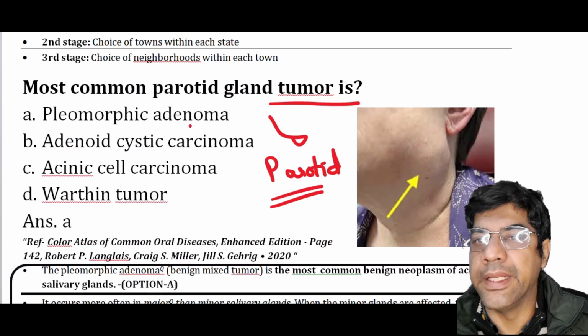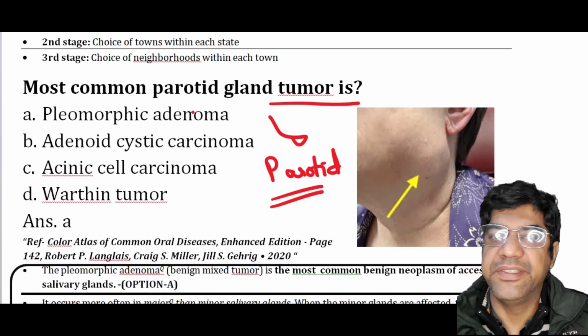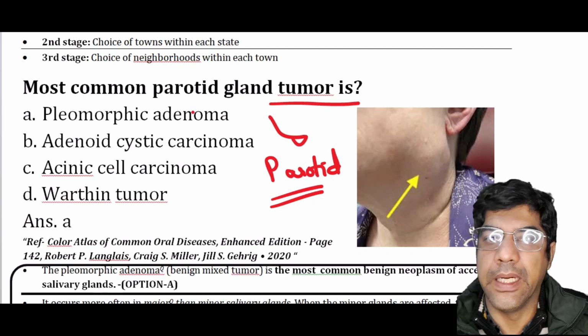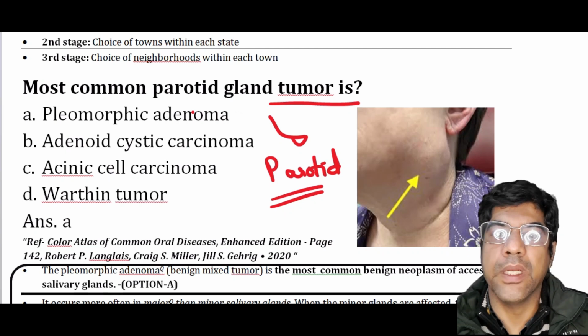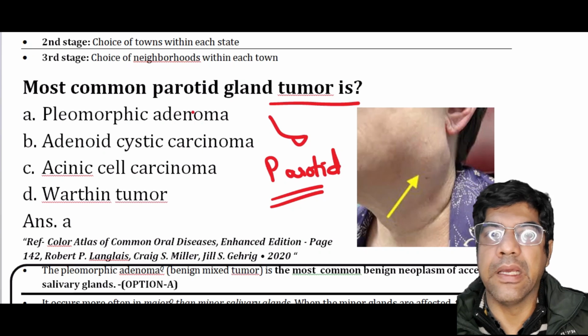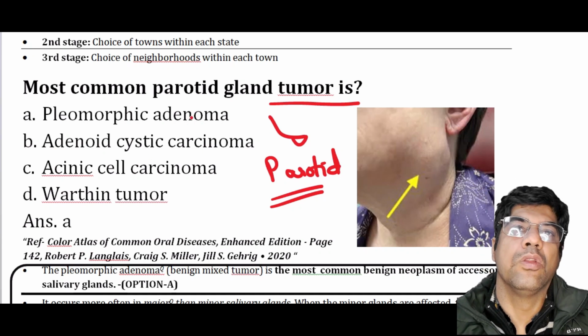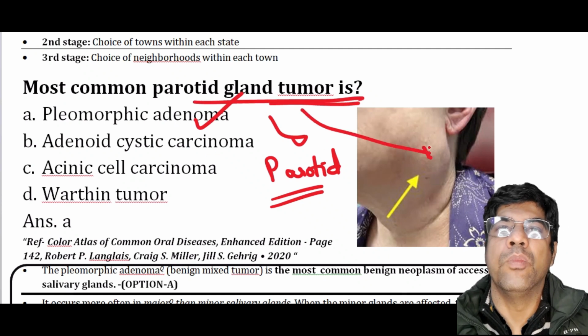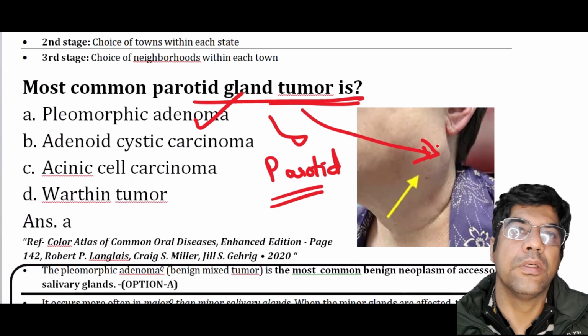Other tumors like adenoid cystic carcinoma, acinic cell carcinoma and Warthin tumor can also affect the parotid gland, but they are less common and may have different clinical implications. So the most common tumor of the parotid gland is the pleomorphic adenoma.